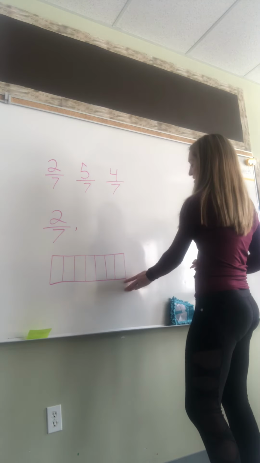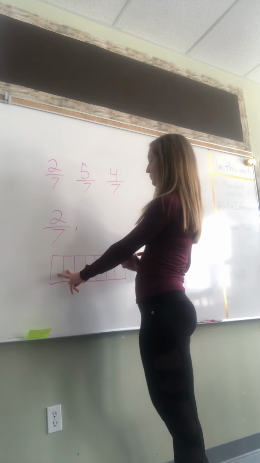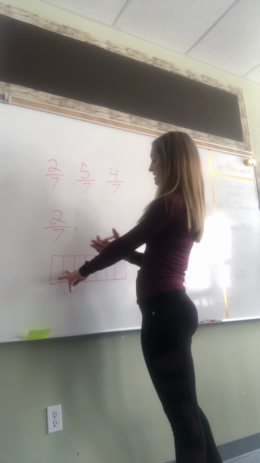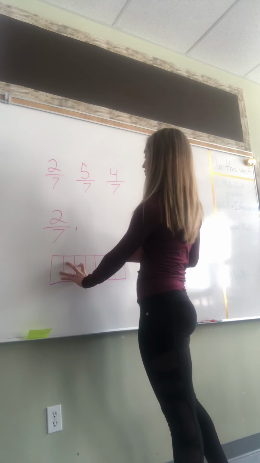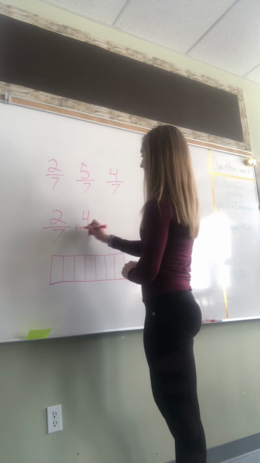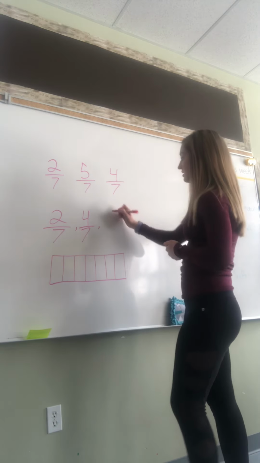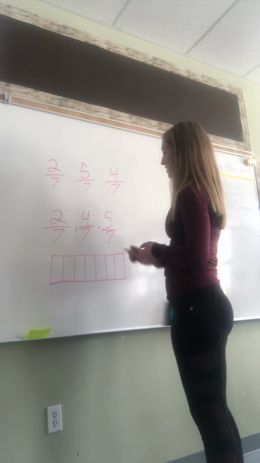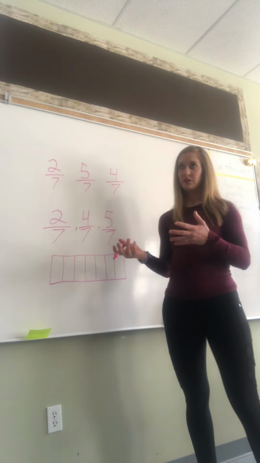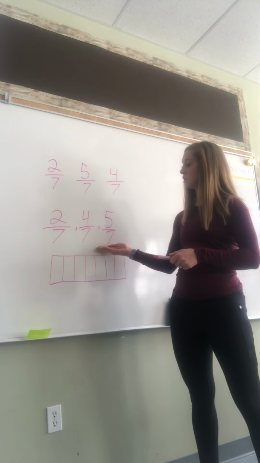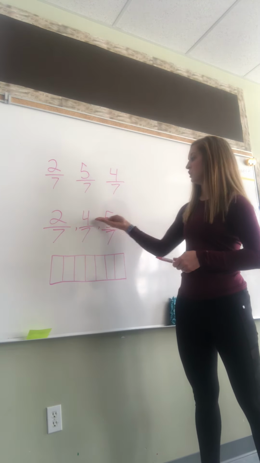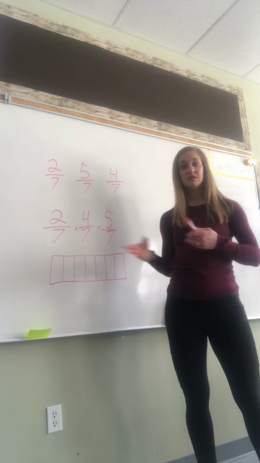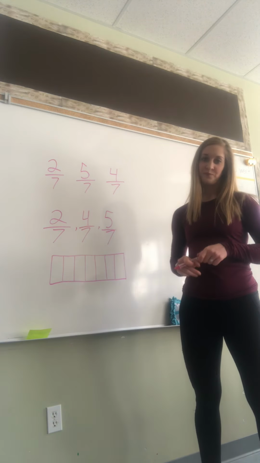So here I have 7 pieces, so if I color in 2 of them, well, that's going to be less than if I color in 4 of them. So 4/7 would come next, and then, of course, 5/7 is bigger. So if fractions have the same denominator, the bottom number, then you look at the top number, and whichever top number is bigger is the larger fraction.